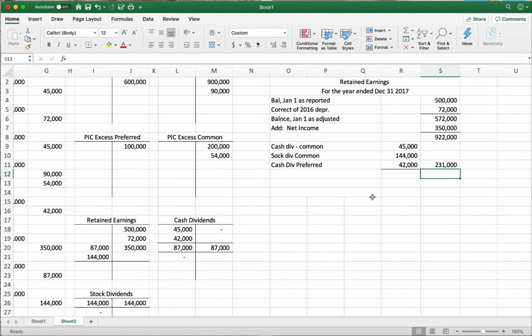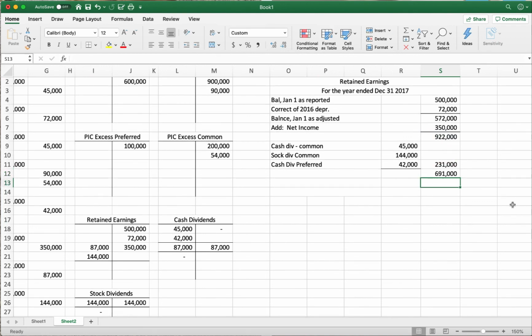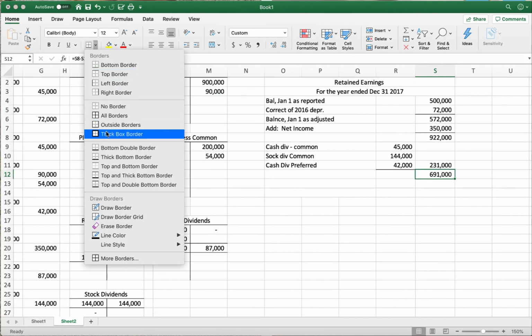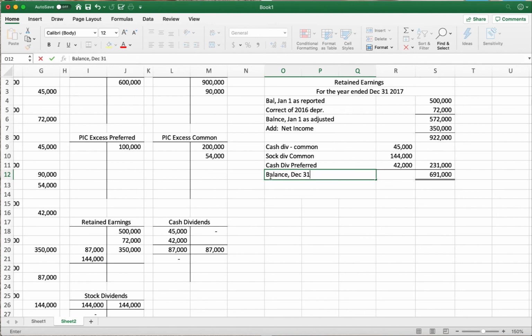Of $231,000. So what's the balance of retained earnings at December 31st? Well, that's easy. $922,000 was available. Of that, I paid out $231,000. I get $691,000. I need to put my double bottom border here to show that this is the end of this report. And I'm going to say balance December 31.